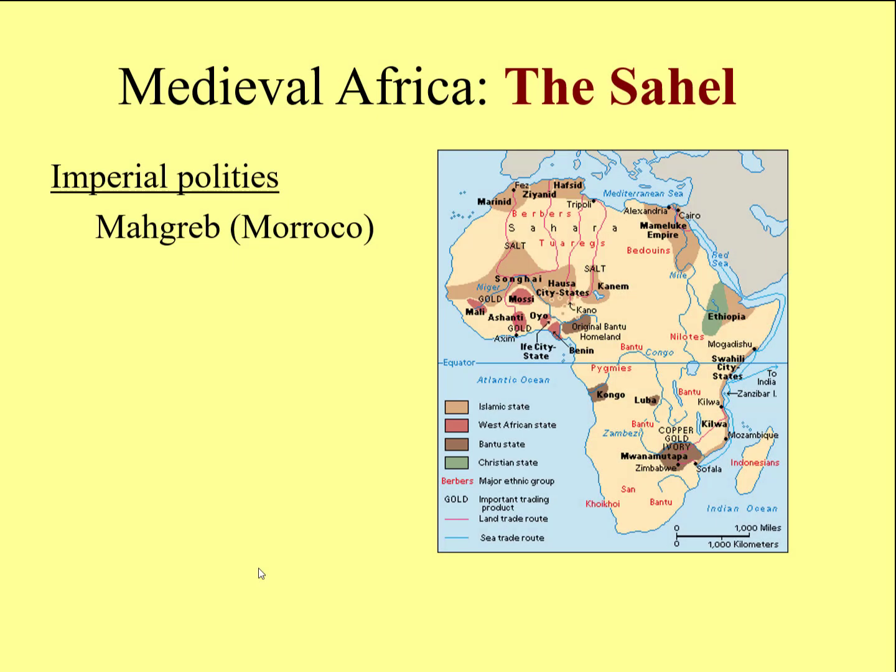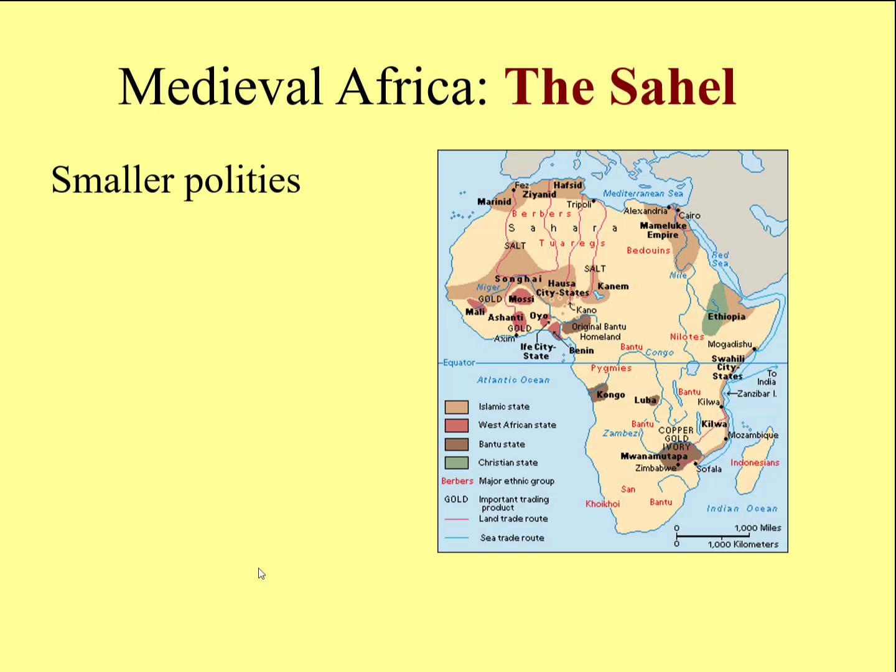There were a number of imperial polities in the Sahel. The Maghreb, or present-day Morocco, was one of them. The Songhai Empire in Mali, which was about the size of medieval France, was another imperial polity. There was in Central Africa the Congo Empire. There were dozens, maybe hundreds of smaller polities. There were city-states and complex chiefdoms.